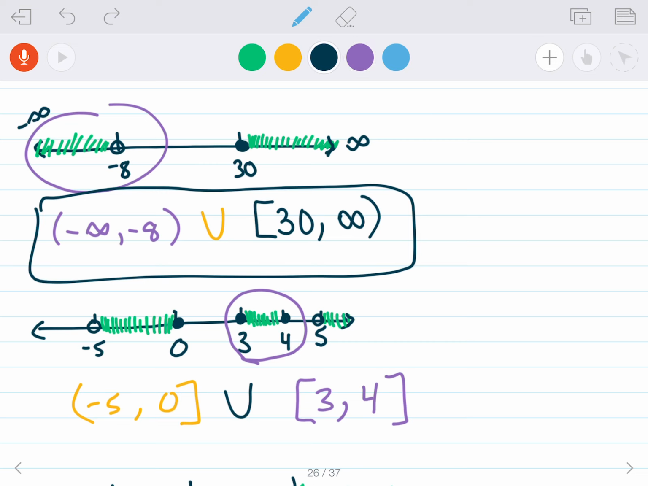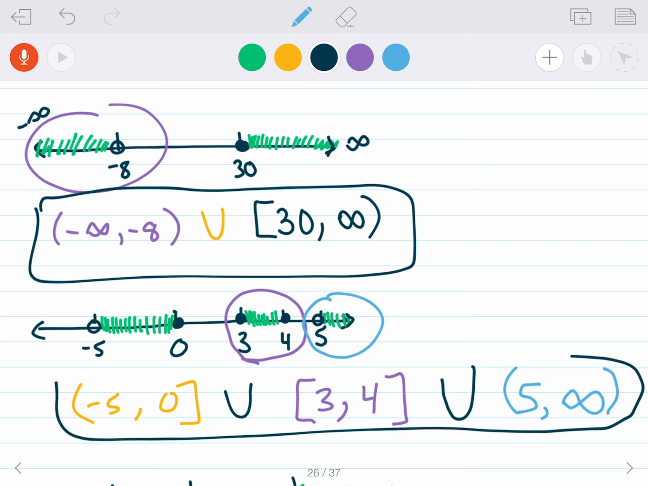So we're going from 3 to 4, and we're going to union that with this final set, which starts at the number 5 and goes all the way off to positive infinity. And we're not going to include 5, so we're going to give that a parenthesis. So this is our answer.